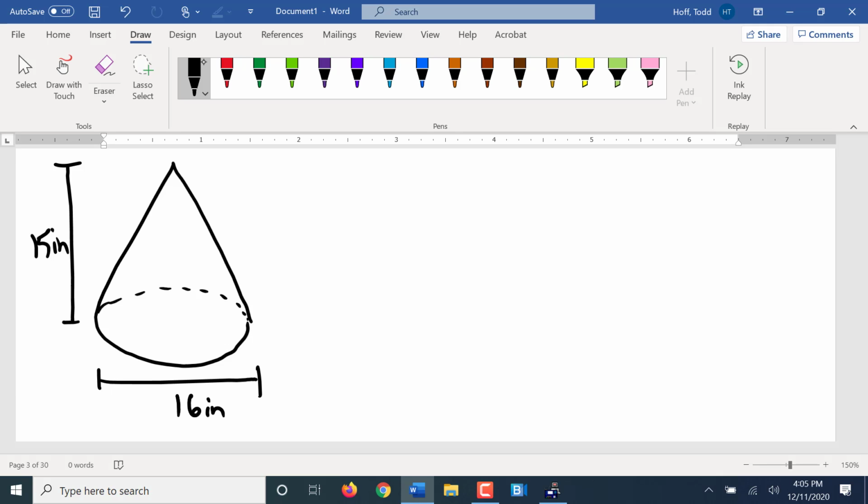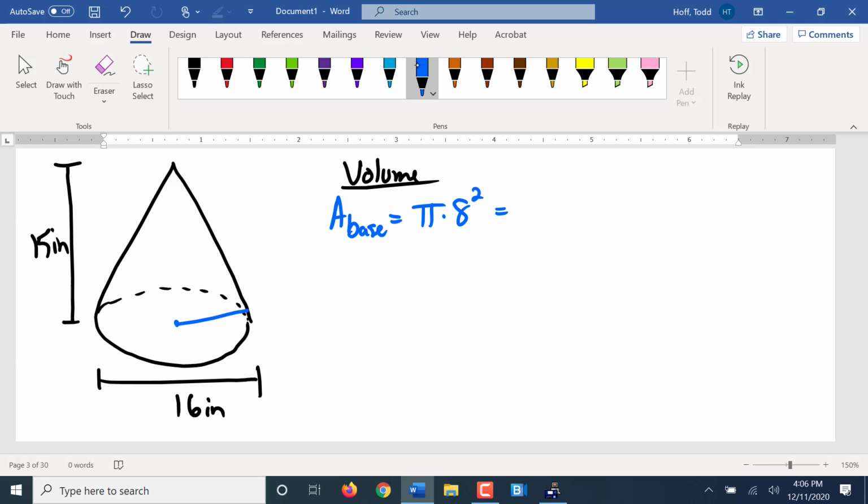So how do we find the volume of a cone? Where do we start? Perfect. We find the area of the base. So it's pi times 8 squared. Where did the 8 come from? There you go. We have a 16-inch diameter, 8-inch radius. So pi times 8 squared gives us 200.96 square inches. What do we do with that to find our volume?